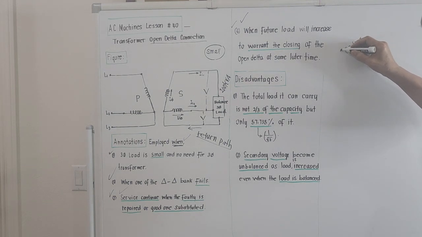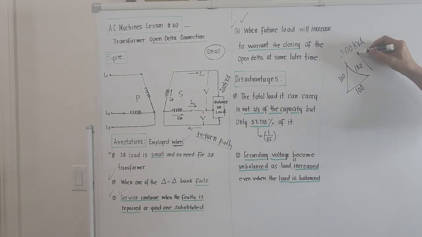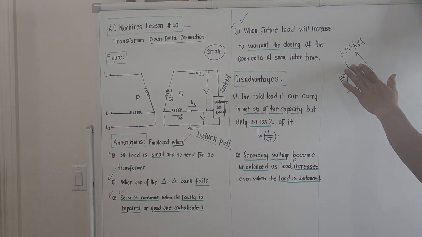Assuming this is 300 for sake of simplicity. If it's a closed delta, one leg will carry 100, right? And the other leg will carry 100. So 100 each, equals 300, right? But for an open delta, the other leg is removed, right? It's not present.